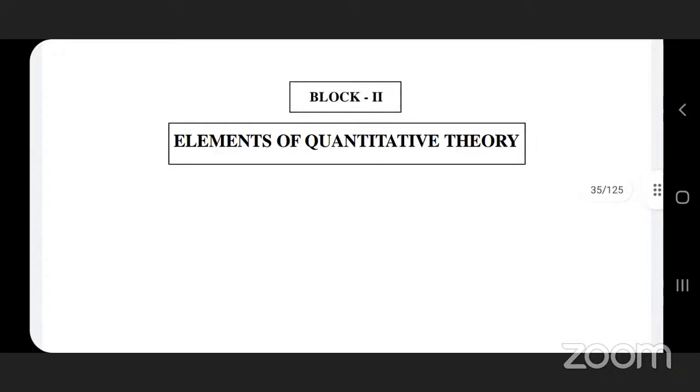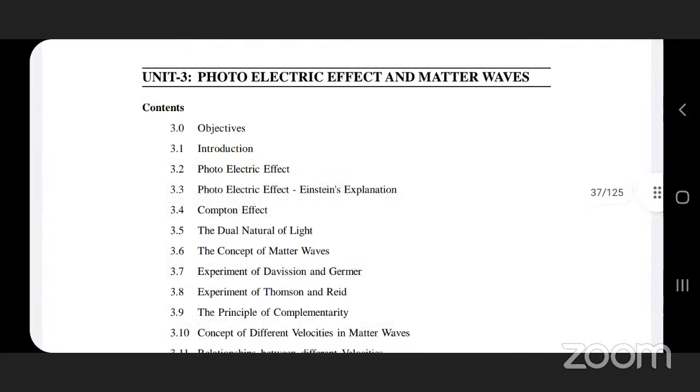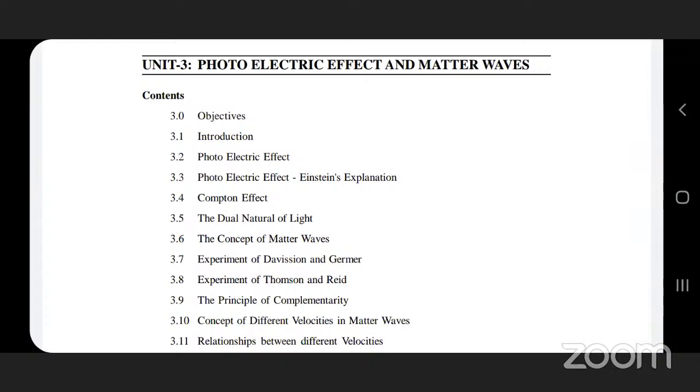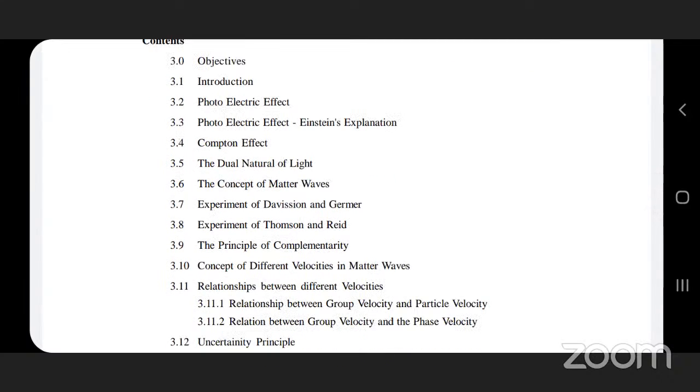Next one, elements of quantum physics. In this, we have to discuss the photoelectric effect, Einstein's photoelectric equation, the Compton effect. What is the dual nature of light? What are matter waves? You also need to know the Davisson and Germer experiment, the Thomson and Reid experiment, and the principle of complementarity.